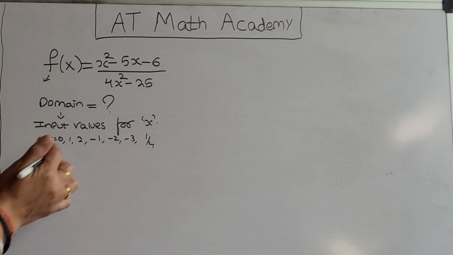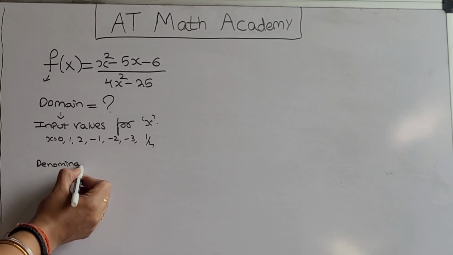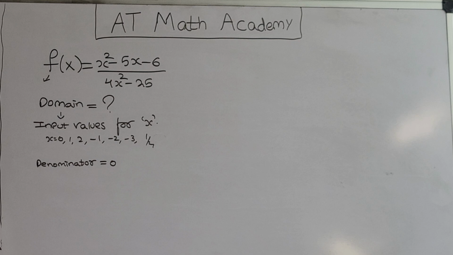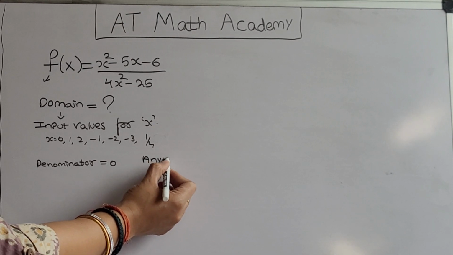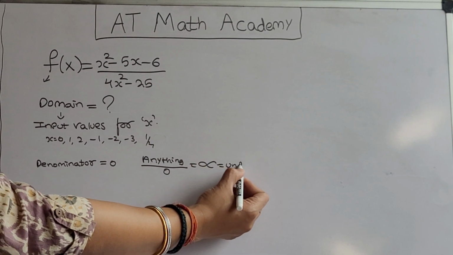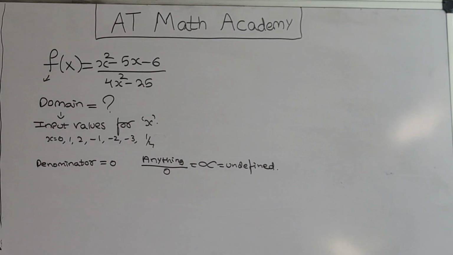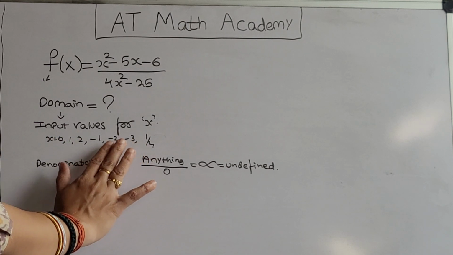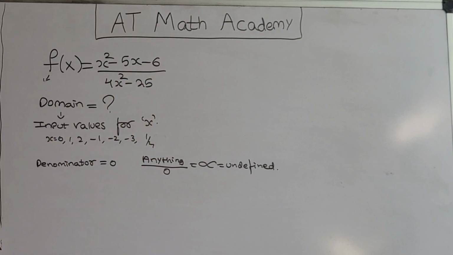In order to find out the domain of the function, we need to take the denominator. So the denominator of the function should be made equal to 0, because as you all know, anything divided by 0 gives us infinity, which is an undefined value. So when the denominator becomes equal to 0, the value of this function becomes undefined. So we cannot have such values in the domain. So x can be anything but not one value or two values for which the denominator becomes equal to 0.